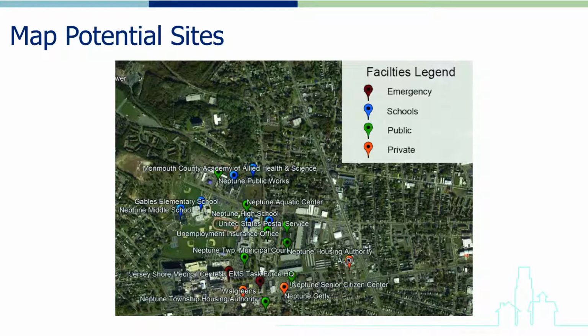This is a view of the same Neptune map, but zoomed in on the town core. The facilities can be tagged with a variety of other categories of information, as we will see later in the planning process.